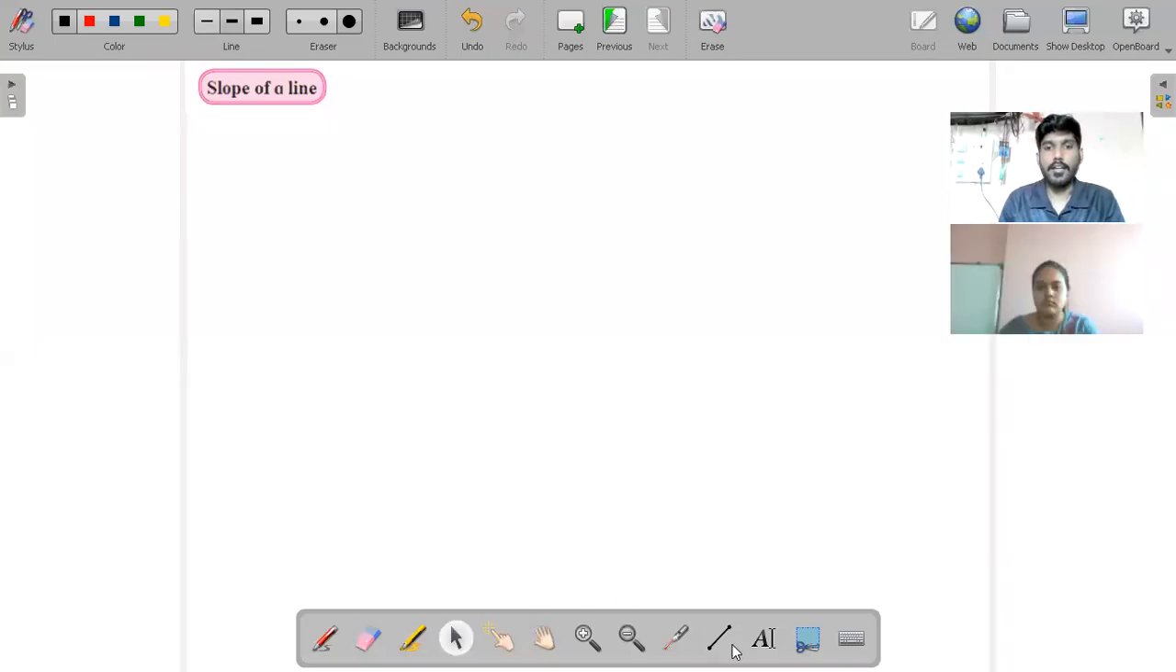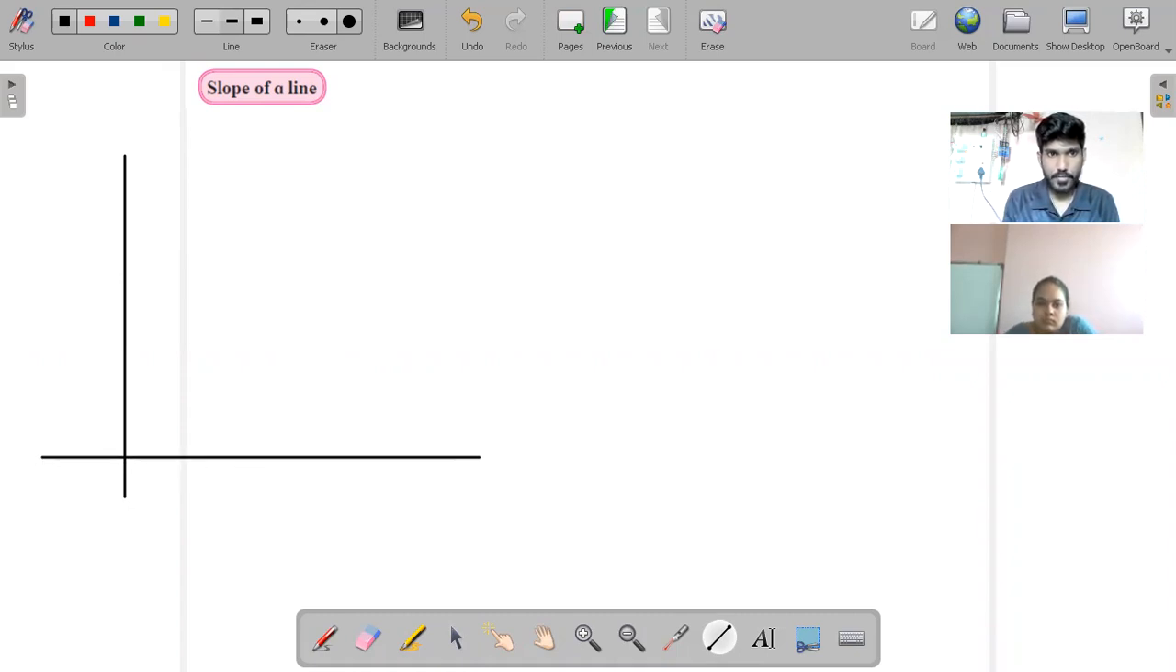Slope of a line. First, let's understand what slope is and what it tells you. Suppose you have a graph, and obviously you'll have the x-axis and y-axis. This I'll call the x-axis and this the y-axis. And suppose you have a line. Suppose my line is this.